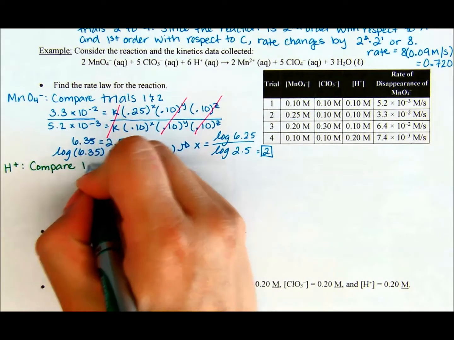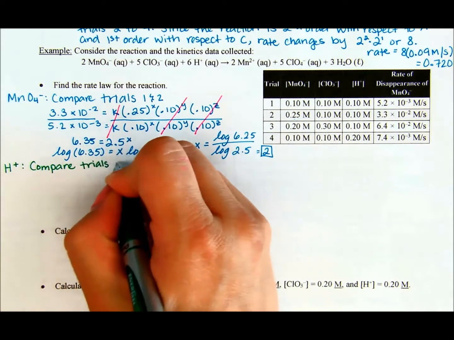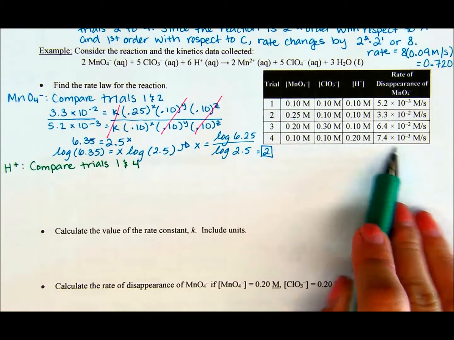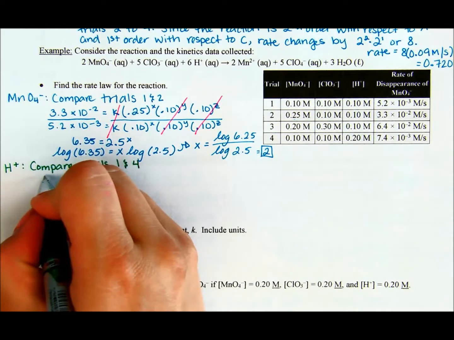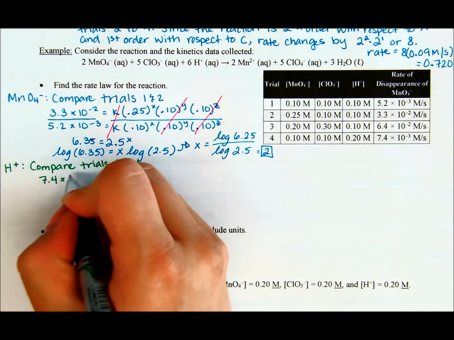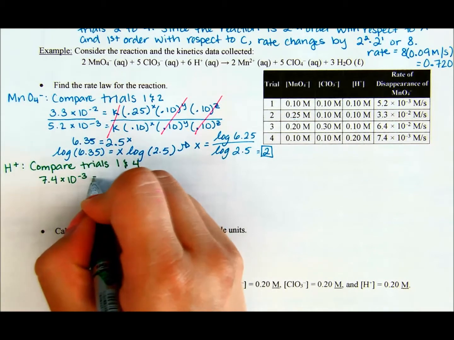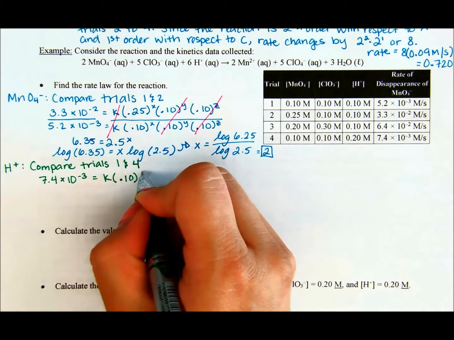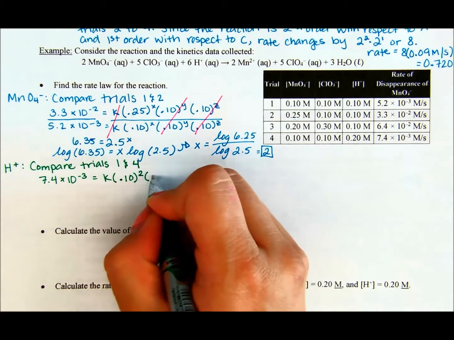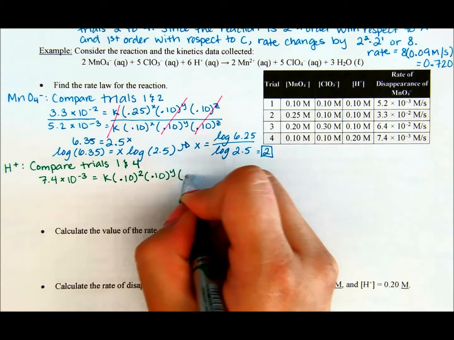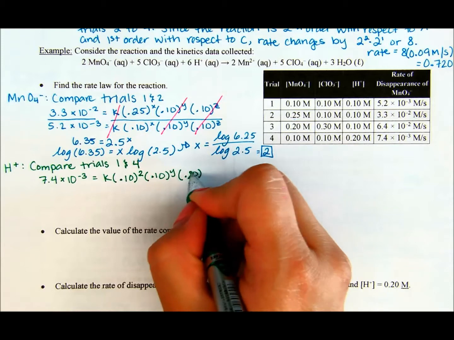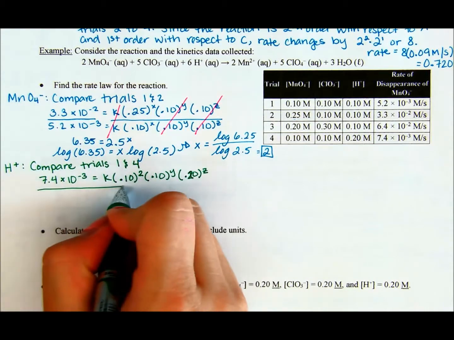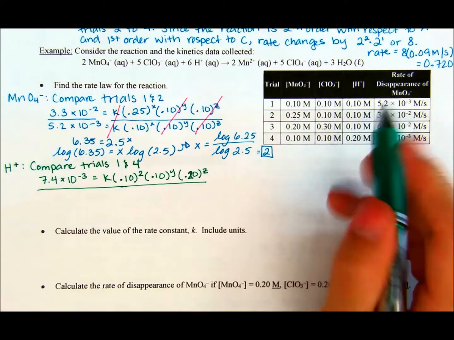Okay, so hopefully you picked trials 1 and 4. And so I'm going to compare trials 1 and 4. So I'm going to take trial 4 and divide it by trial 1. So 7.4 times 10 to the negative 3 equals k times 0.10. Now I know my x is 2. 0.10, I still don't know y. And 0.20, sorry, z. And those are our numbers from trial 4. Divided by trial 1 here.